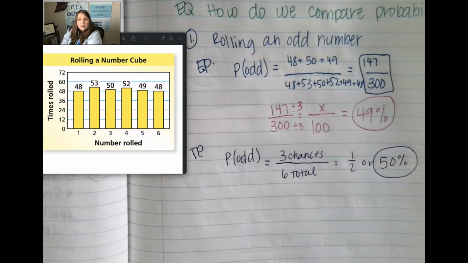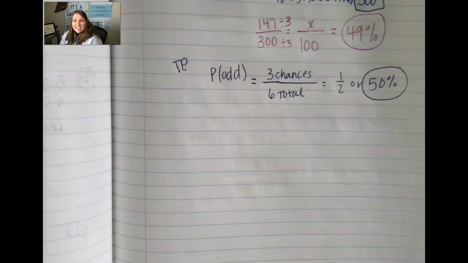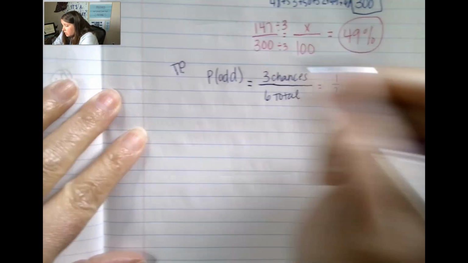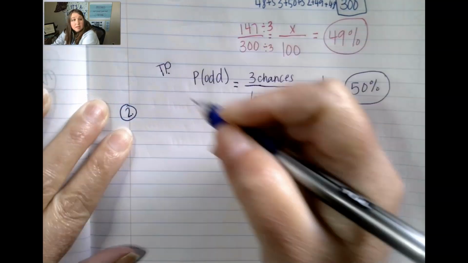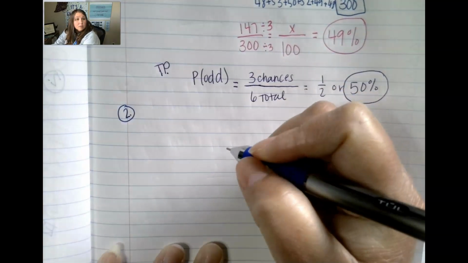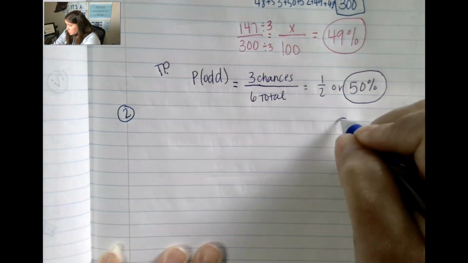Okay, we're going to do another example. Let me see if I'm going to use the same idea or if I want to use a different example. Okay, our next example that we're going to look at is about a spinner. So we're going to have a spinner and we spin it 100 times. So here's our spinner.